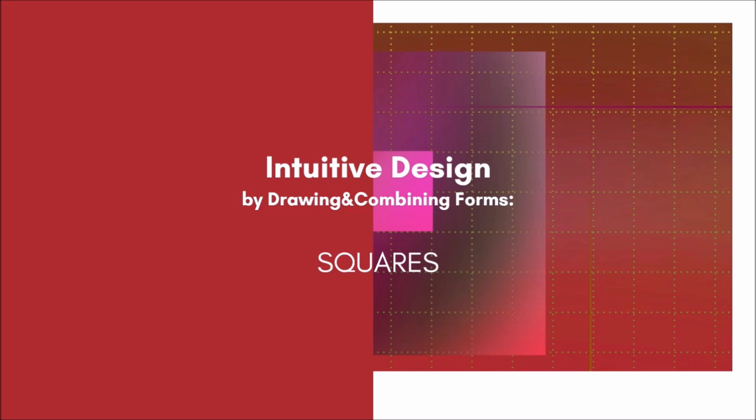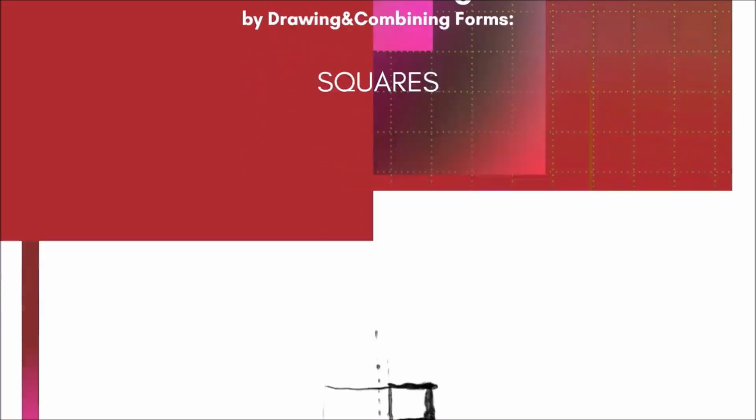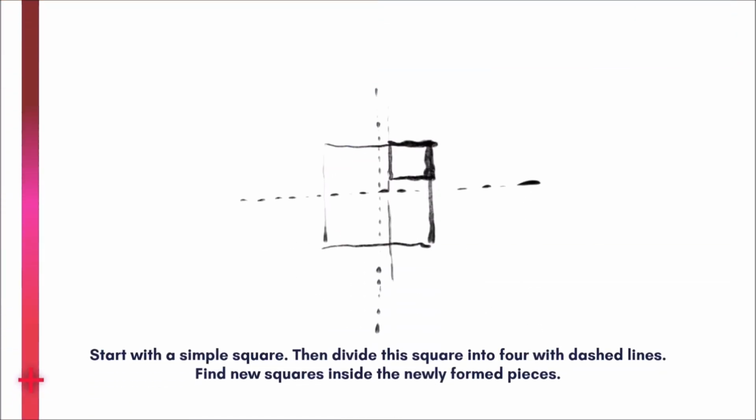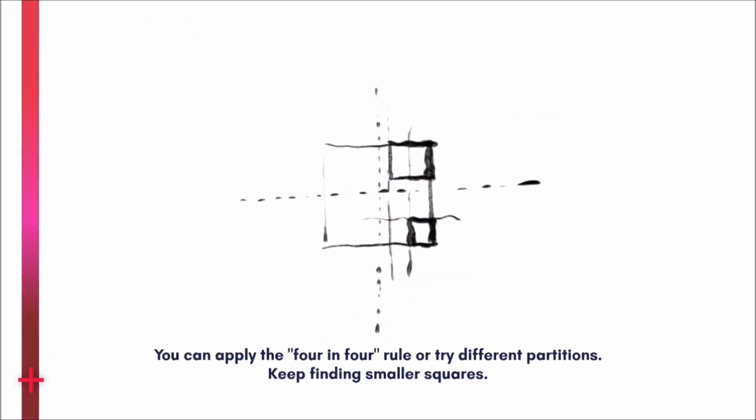Intuitive design by drawing and combining forms, squares. Start with a simple square. Then divide this square into 4 with dashed lines. Find new squares inside the newly formed pieces.